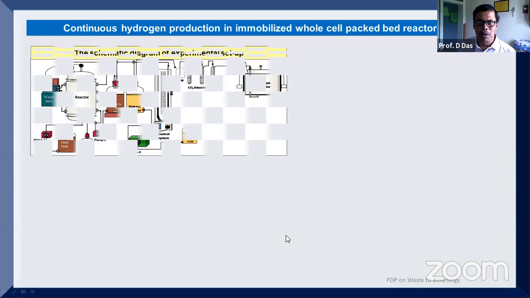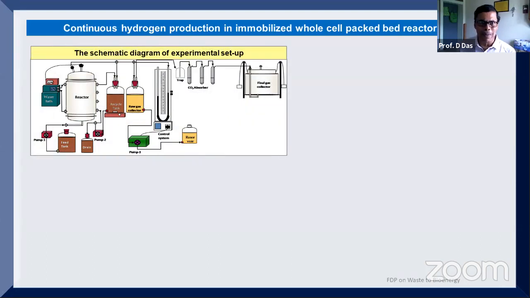So now let me tell you, I was saying the batch process is no good for hydrogen generation. So we tried to operate a continuous system. In the continuous system, we use an immobilized solid matrix in this reactor, and we pass the waste material. This is the feed tank. With the help of a peristaltic pump, we pass it through this reactor. Since the organism is fixed on the solid surface, when the waste passes through, it reacts with the organisms and produces hydrogen. The hydrogen we collect by the water displacement method.